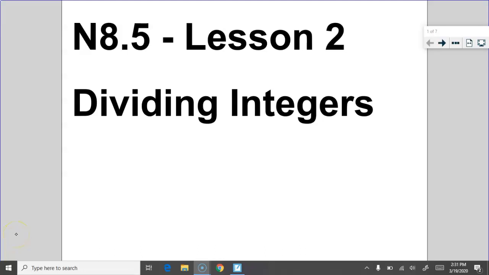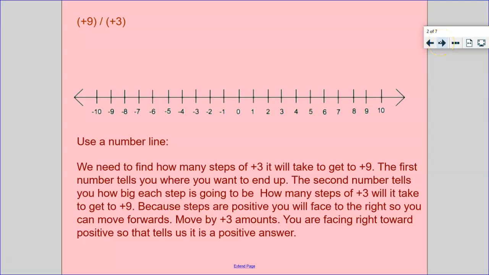Hi there, we're on N8.5 lesson 2 today, and we're dividing integers. Okay, so here's a question. Positive 9 divided by positive 3.